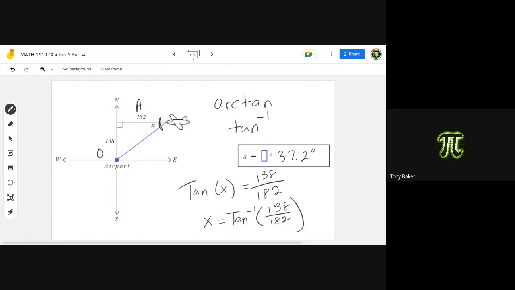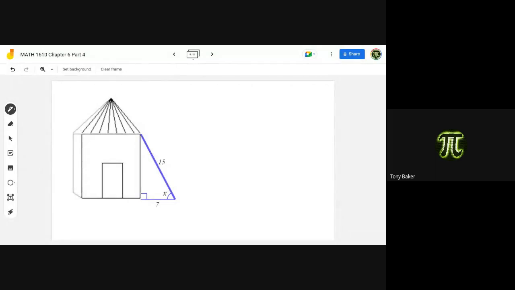Where am I standing? At X. Okay, so 15 is my what? That's my hypotenuse. 7 is my adjacent. So I have adjacent and hypotenuse, so which function? Cosine. So cosine of X equals 7 over 15.